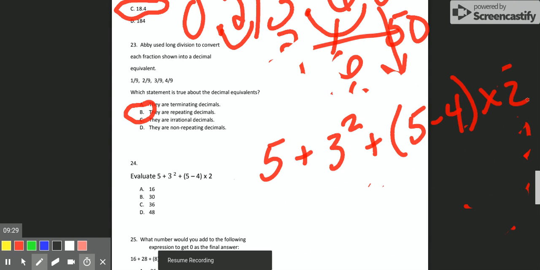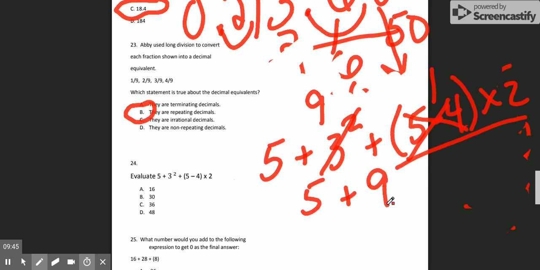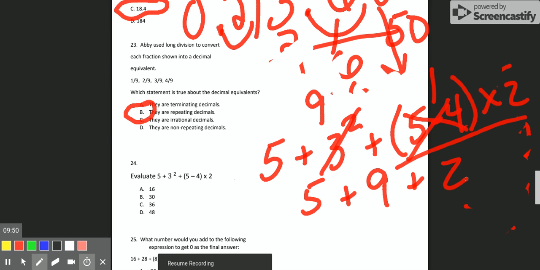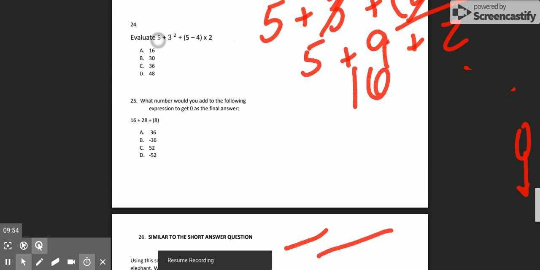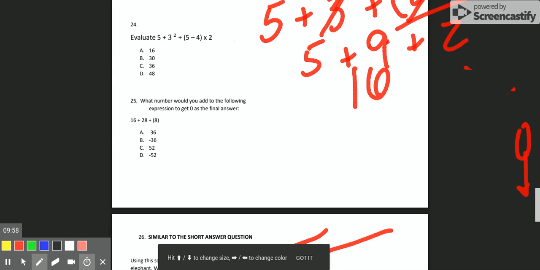Okay, number 24, I'm going to do the parentheses first. So 5 minus 4 is 1. And then exponents next, so that's going to be 9. And then I multiply over here by 2. So 1 times 2 is 2. So 5 plus 9 plus 2. And that would get me 16. So A is correct. And then on the next one, number 25, D is the right answer.